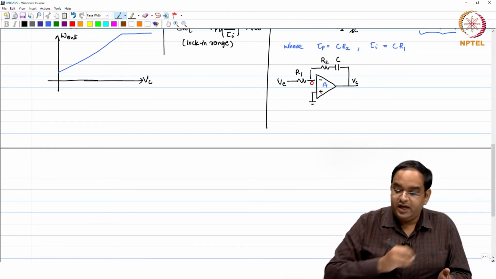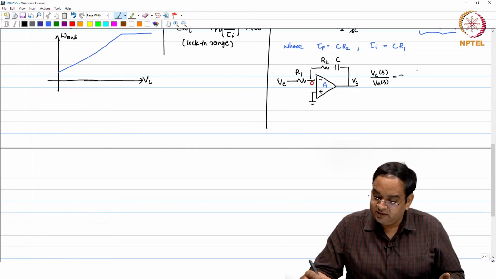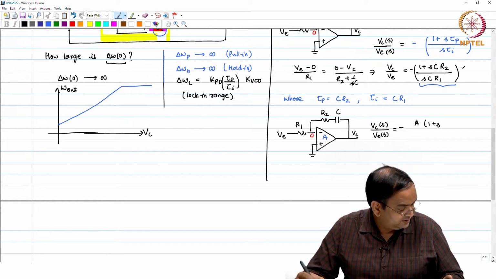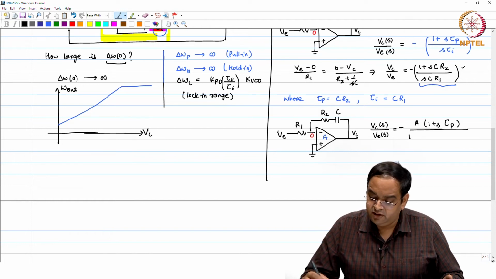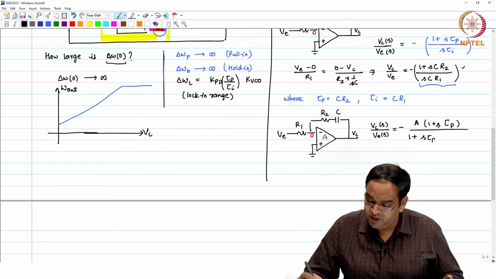and the gain is equal to A. If you have this, then V c of S by V error of S is equal to minus A times 1 plus S tau p divided by 1 plus S tau p into 1 plus A times S tau I.